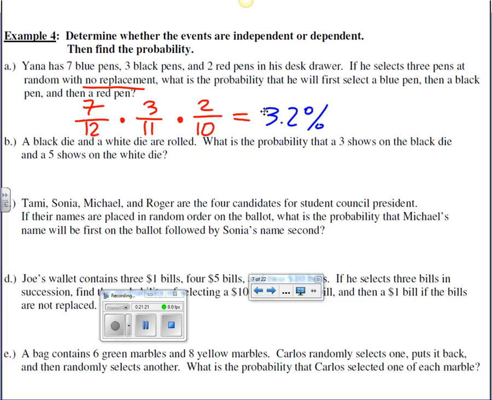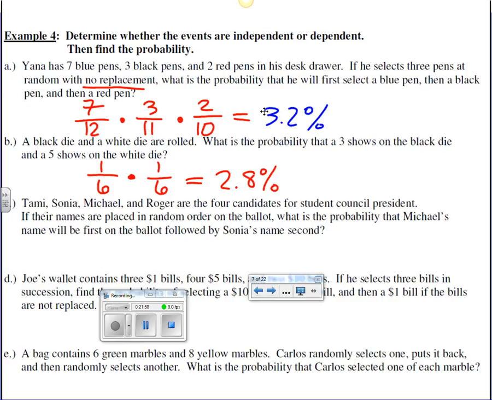All right. A black die and a white die are rolled. What is the probability that a 3 shows on the black die and a 5 shows on the white die? Does the black die have anything to do with the white die? No, okay? Jalen, what's the probability of getting a 3 on the black die? Good, 1/6. And I multiply. Denise, what's the probability of getting a 5 on the white die? Good. So I'd multiply those. I think that one rounds to 2.8.